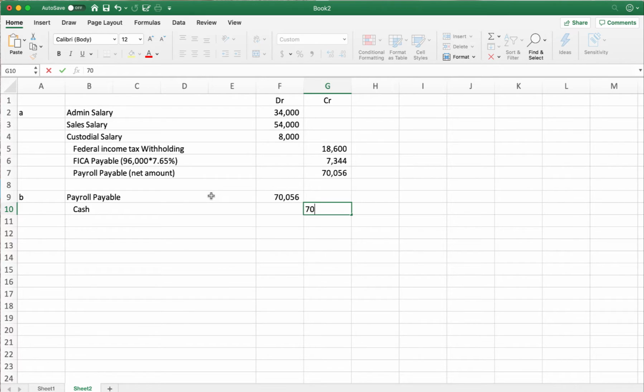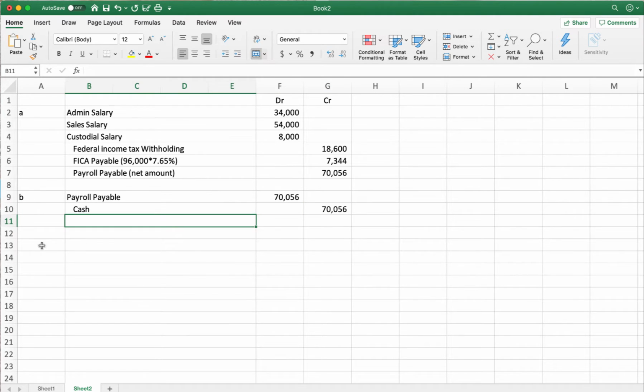For $70,056. Okay? Now let's look at C. What does C say? C says accrual of all the employer's payroll taxes. So we're going to show that we are now going to pay our payroll taxes, okay?